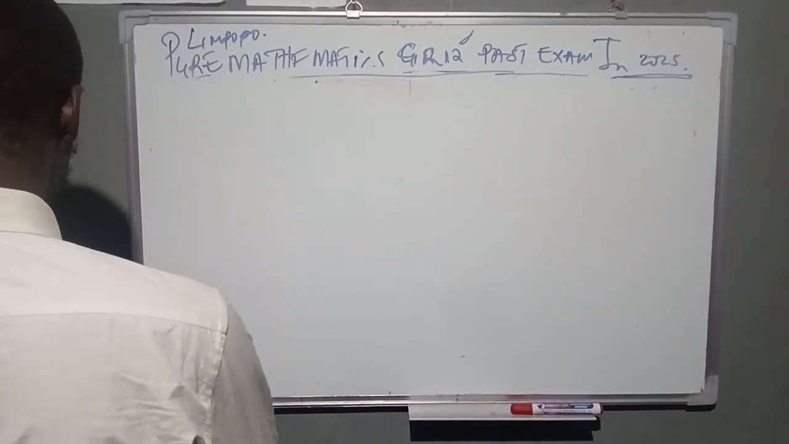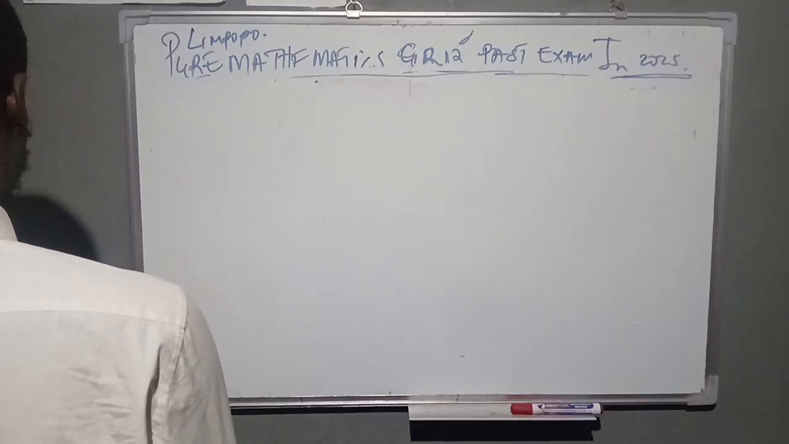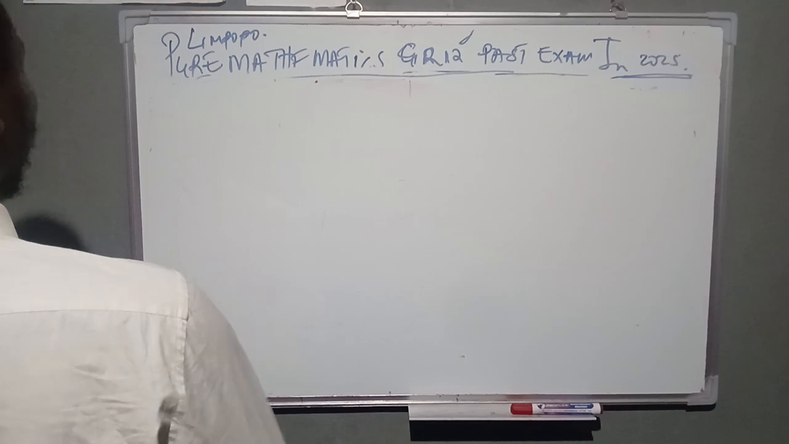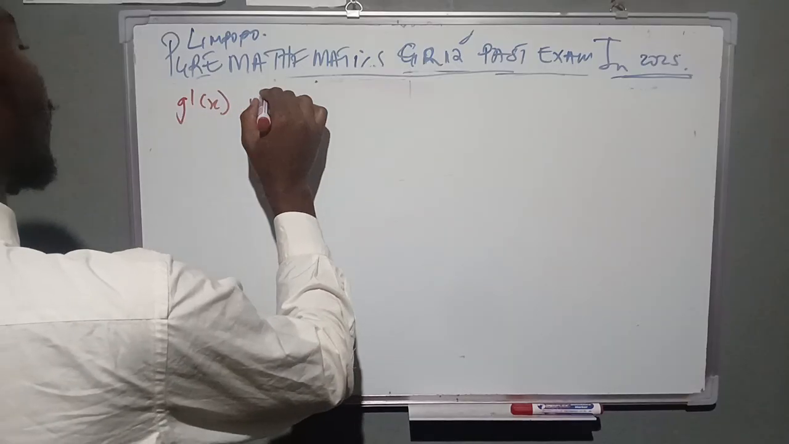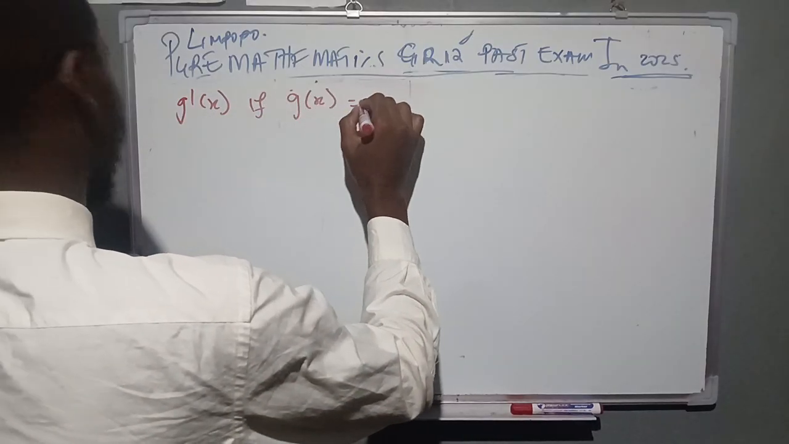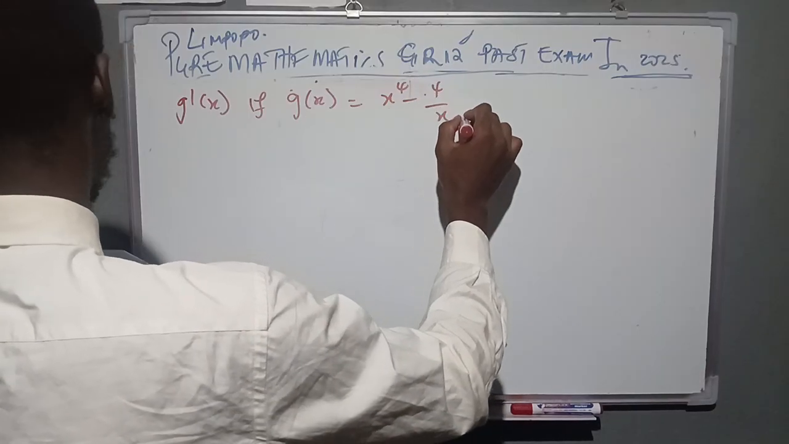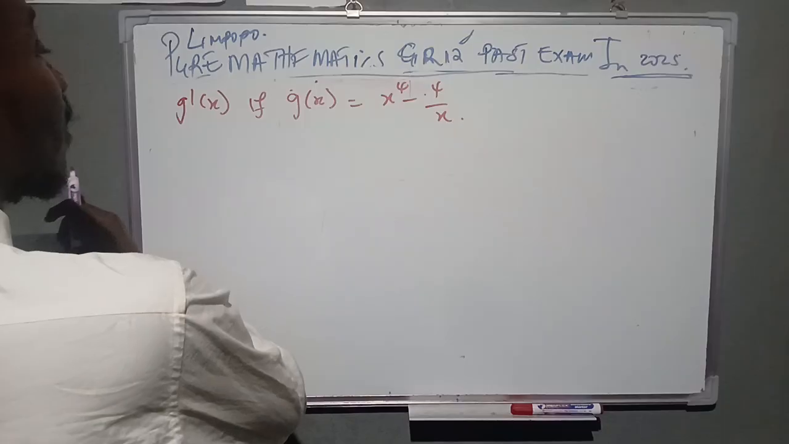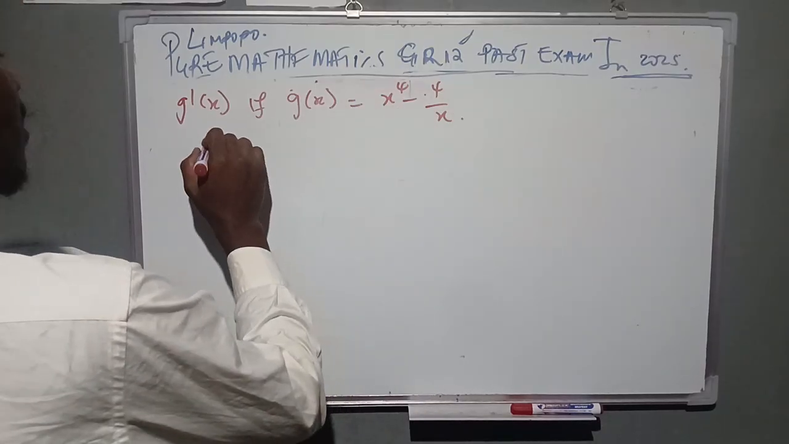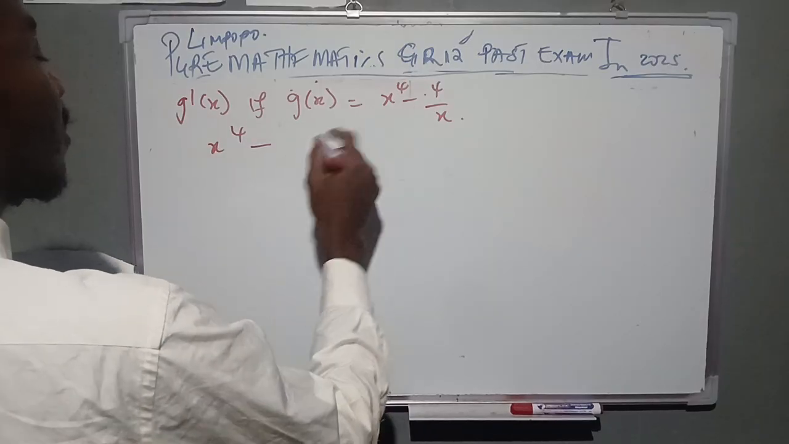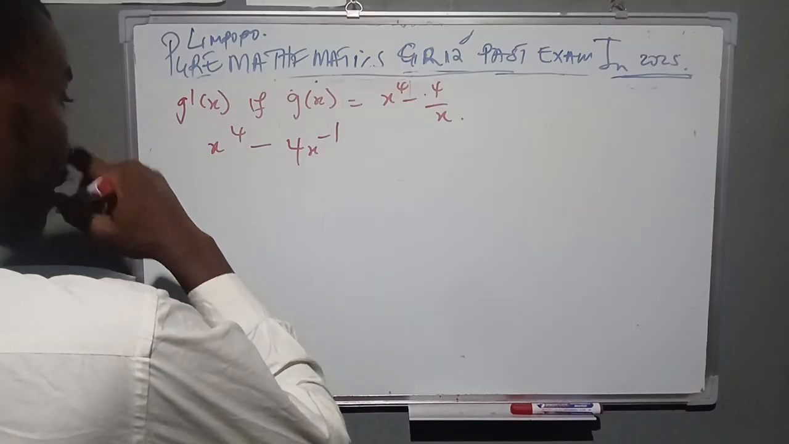Then the next question, question 6.22, it is saying determine g prime x if g of x equals x to the power 4 minus 4 over x, right? So we can rewrite this function. So we can say x to the power 4 minus 4x to the power minus 1, like that.